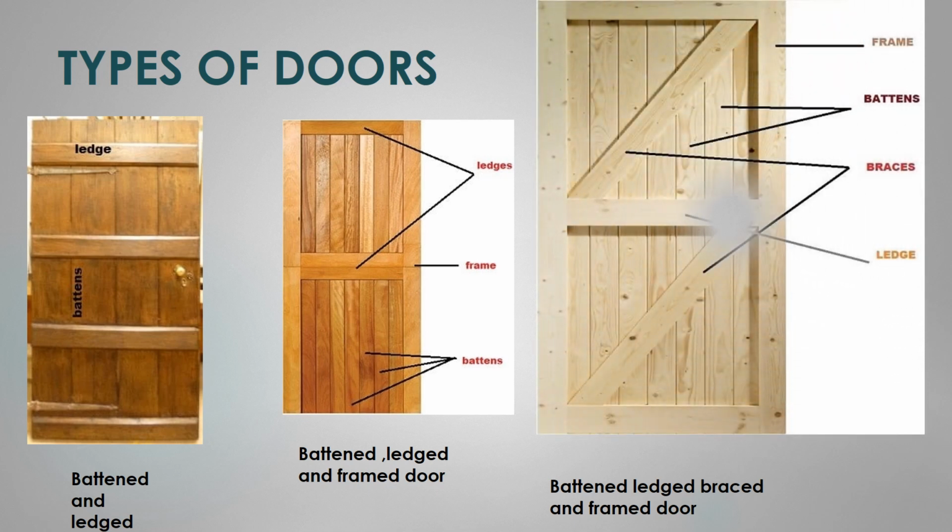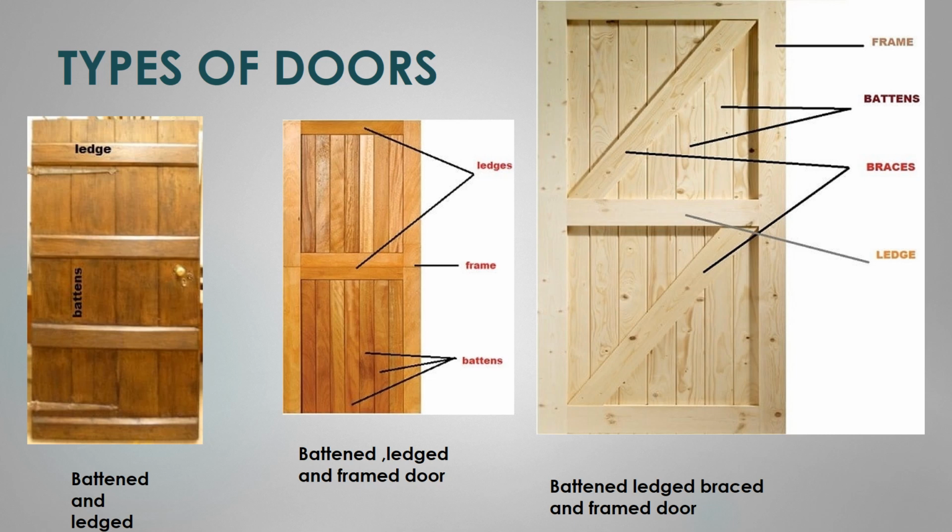The next type of door is buttoned, ledge, braced, and frame door. The door is made up of the buttons, which are the vertical members also. It's also made up of ledges, horizontal members. It has 3 ledges. Here we have 1, 2, then the third one. It is also made up of braces. This is a brace. It consists of 2 braces and 2 frames. Hence the name buttoned, ledge, braced, and frame door.